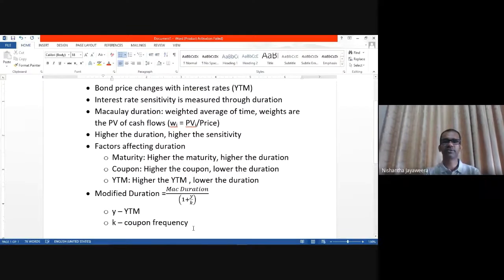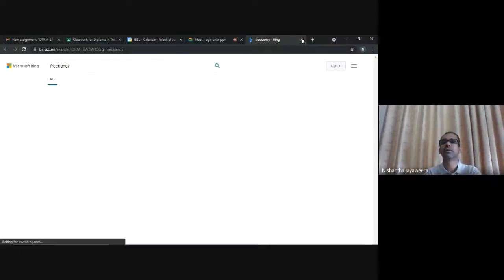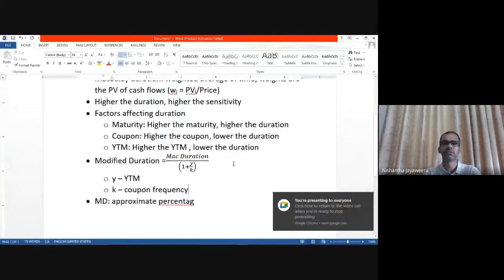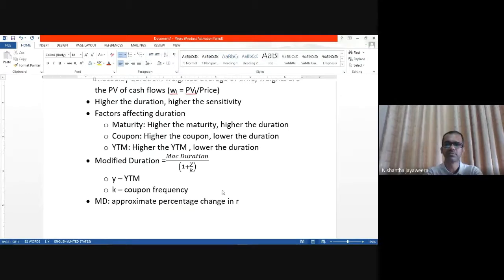How do we interpret the modified duration? It is the approximate percentage change in price for a 1% change in yield. But in the presentation, you might have seen 100 basis points.